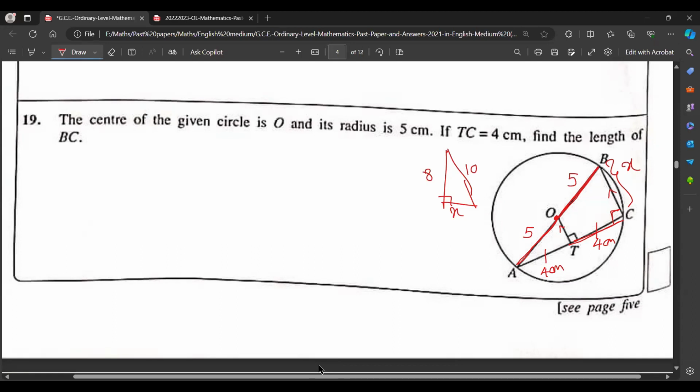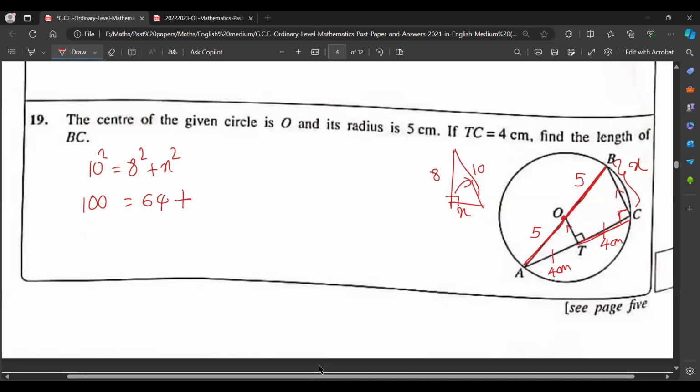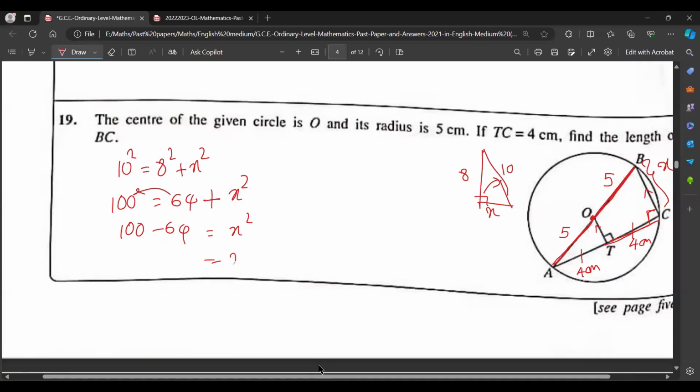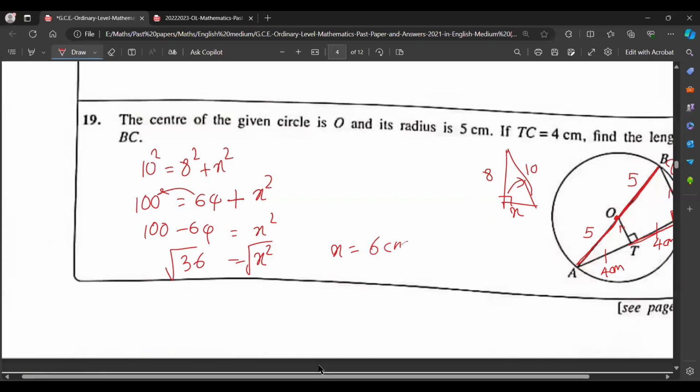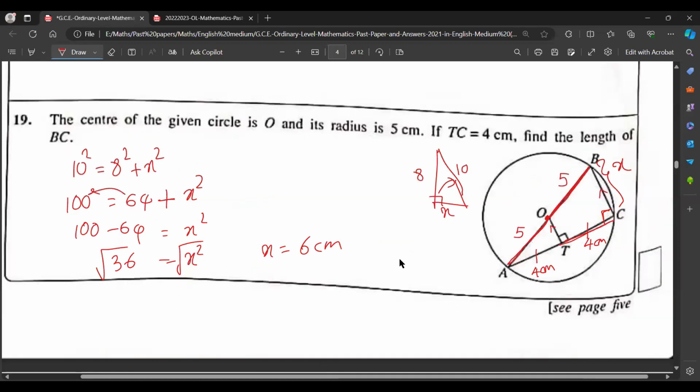What should be the hypotenuse squared? 10 squared should be equal to 8 squared plus x squared. 10 squared, 100, equals 8 squared, 64, plus x squared. 64 goes to the other side. 100 minus 64 equals x squared. So x squared equals 36. Taking the square root of both sides, x equals 6. TC is equal to 6 centimeters. You can find it like that, no?